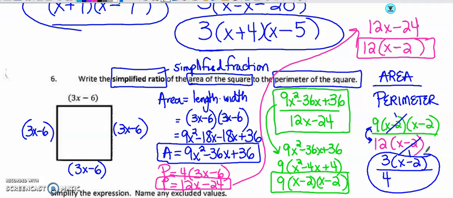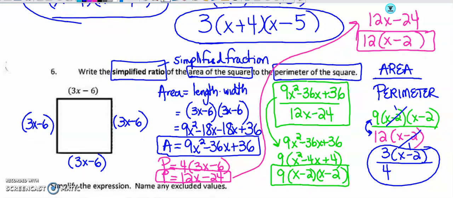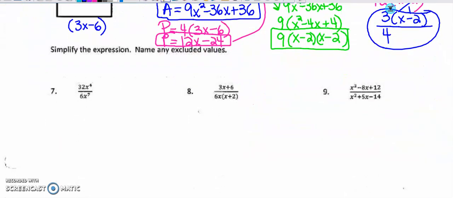Now that's a long problem there, and there were a lot of processes. So make sure when you try your homework tonight, you follow this process to complete it. Now there are 3 last problems here at the bottom. It says simplify the expression, name any excluded values. Step 1 is always to factor. On number 7, you can't factor, so that one's already factored.